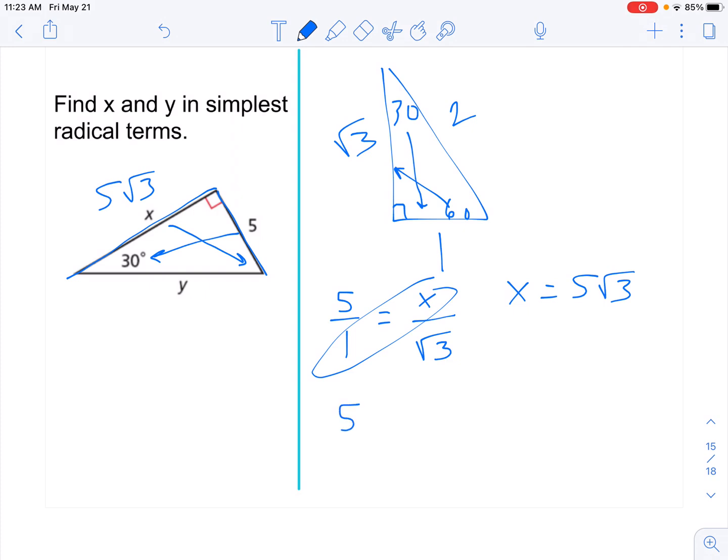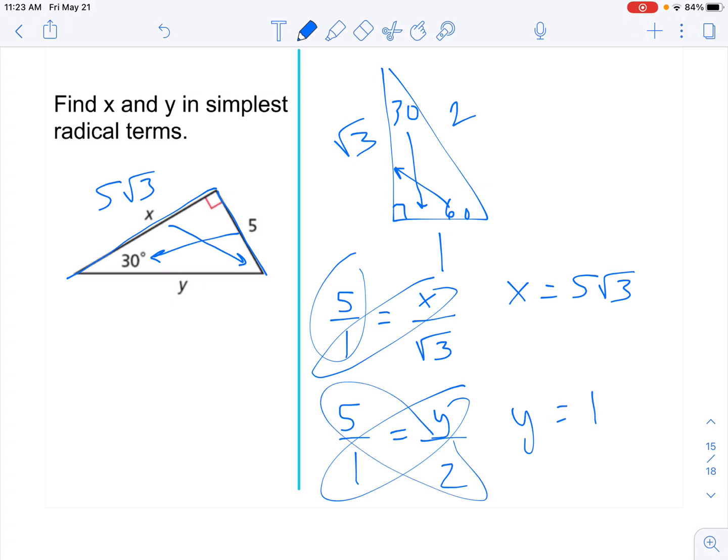To find y, I can use my beginning ratio, 5 over 1, equals y over 2. Cross multiply, y equals 5 times 2, which is 10.